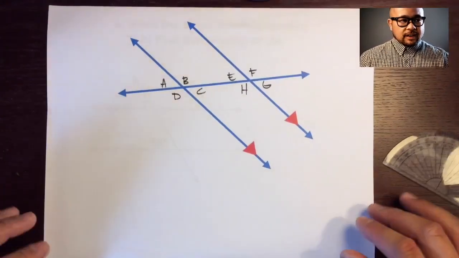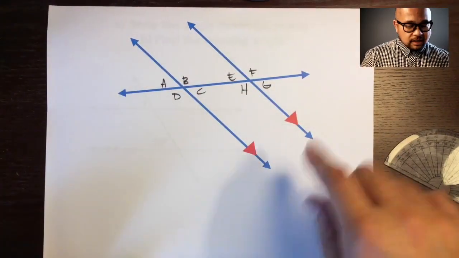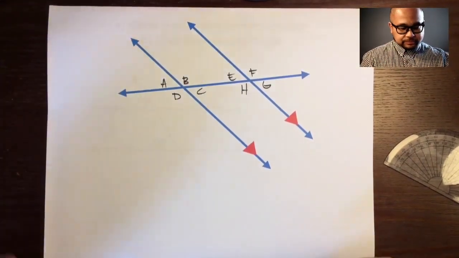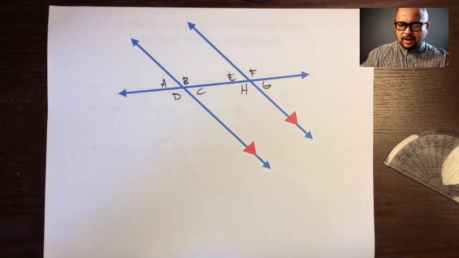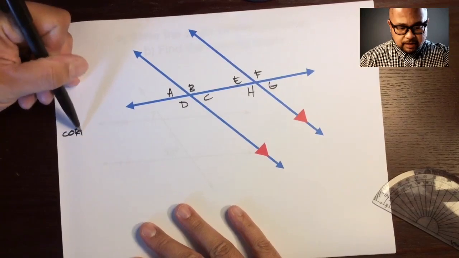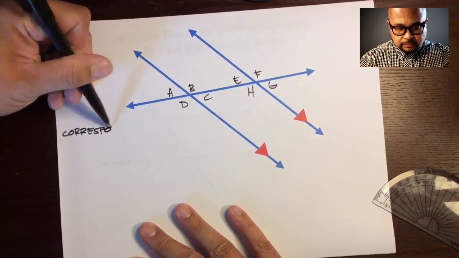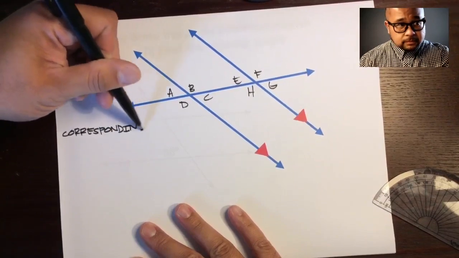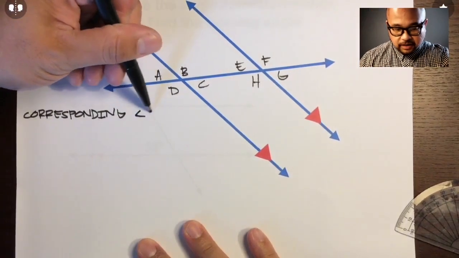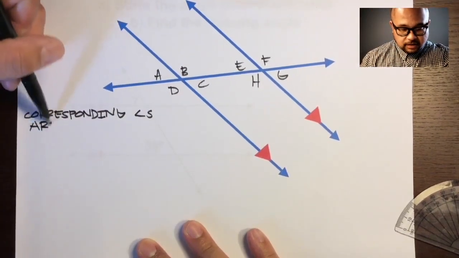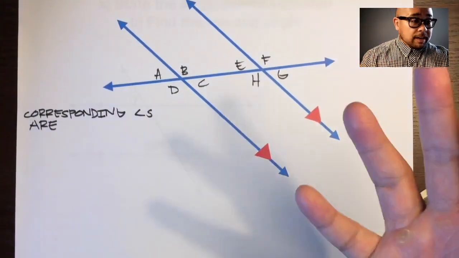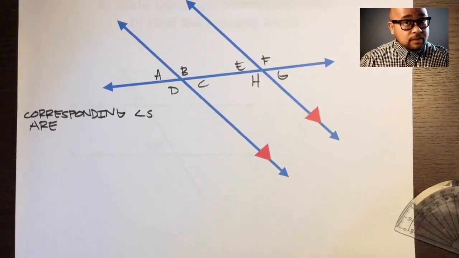Okay, so press pause, draw this in your notebooks, label it A, B, C, D, E, F, G, H, and after you're done drawing that, unpause it, and let's write corresponding. Let's zoom in just a little. So corresponding angles are, and we'll just leave that blank right now. Let's identify all of the corresponding angles.